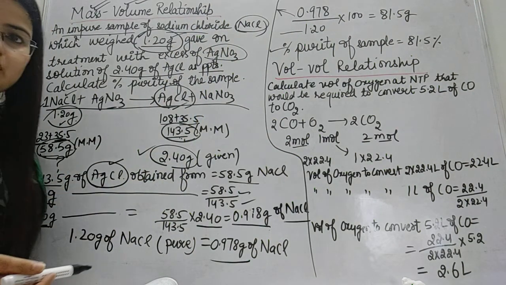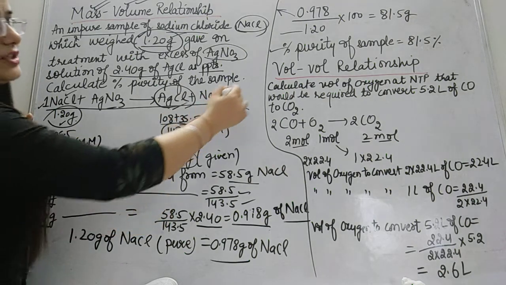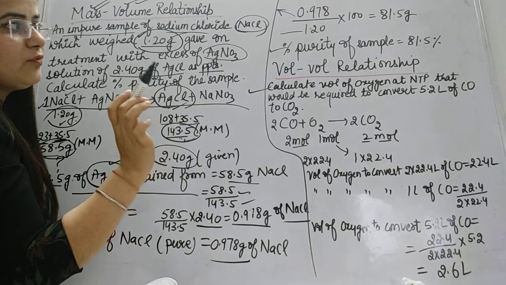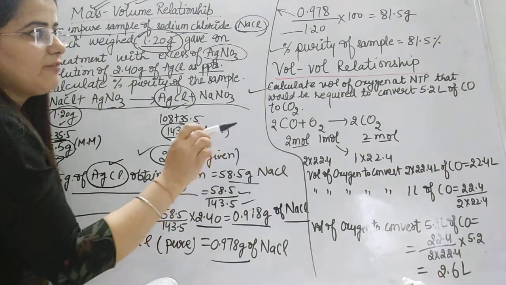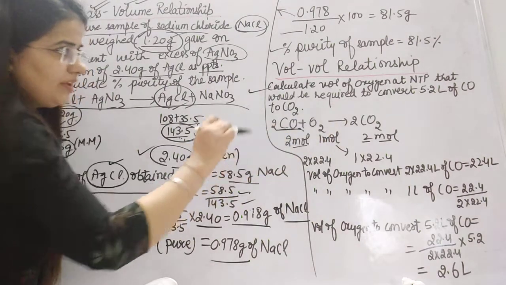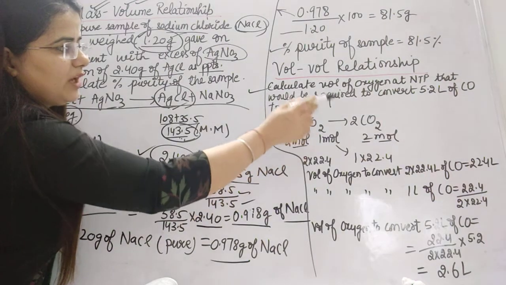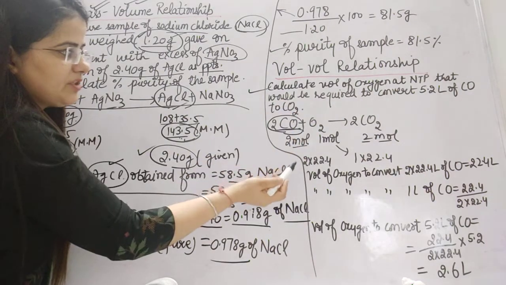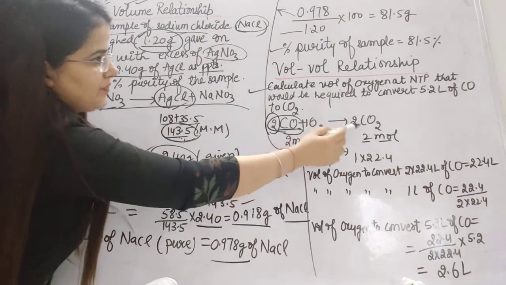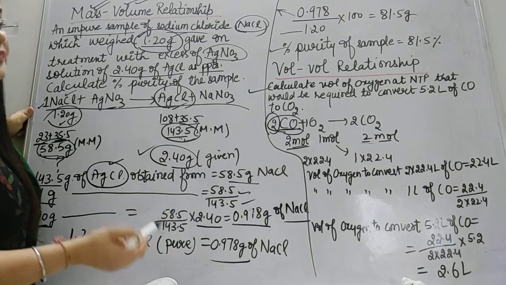Next is the volume relation. So how can you go with it? This is very easy. This is the question here: calculate the volume of oxygen at NTP that would be required to convert 5.2 liter of CO2. So firstly, write the equation for how to convert carbon monoxide to carbon dioxide. Balance the equation. From here you can easily see this is 2 mole, 1 mole, and again 2 mole, because we have to compare here with the volume.